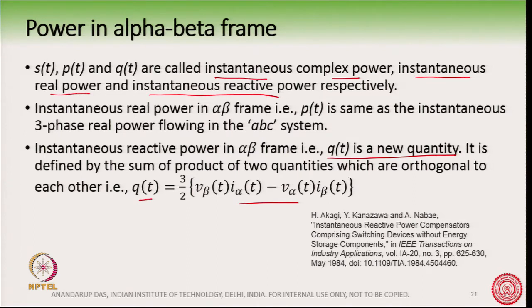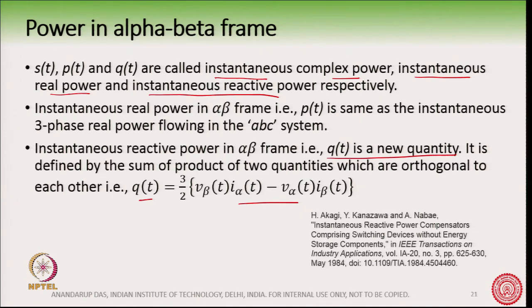So, this Qt, which is called the instantaneous reactive power in the alpha beta frame, was introduced. There has been a lot of development of how to define reactive power on an instant to instant basis. Real power is something which is easy to understand.